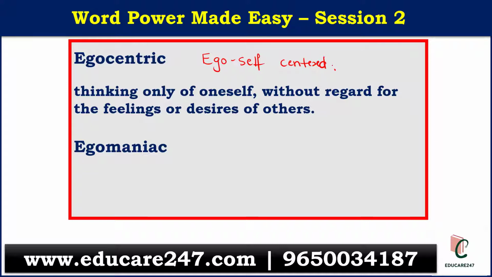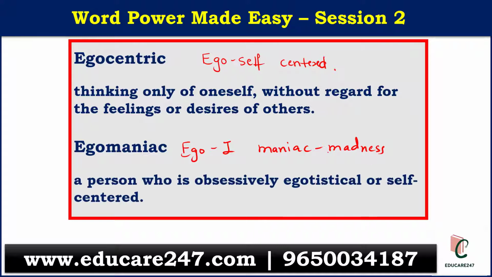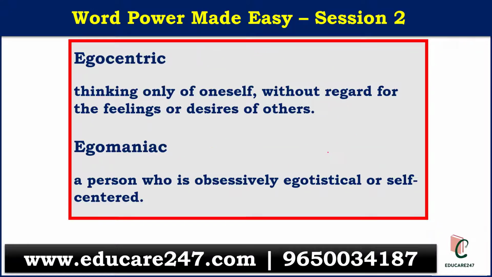The next word will be egomaniac. Egomaniac, as we discussed, has ego, which means I, and maniac means madness. So egomaniac will basically mean a person who is obsessively egoistical or self-centered. He could go to any extent. He's mad about satisfying his own selfishness. He could do anything in his way.